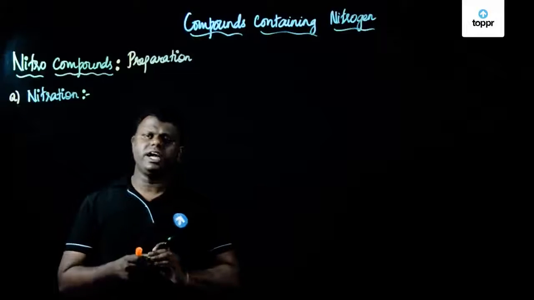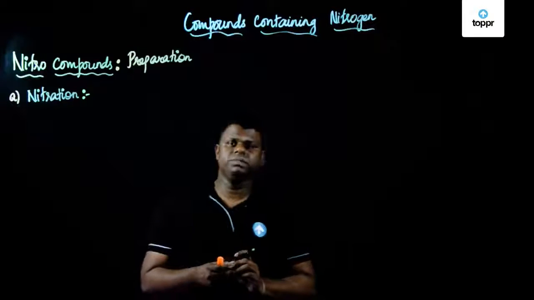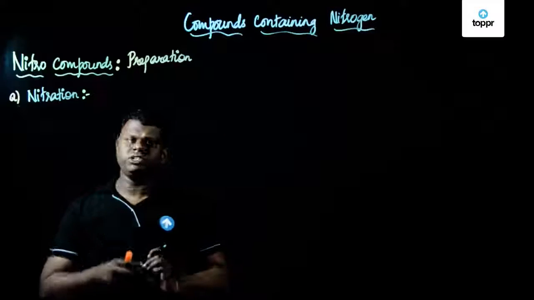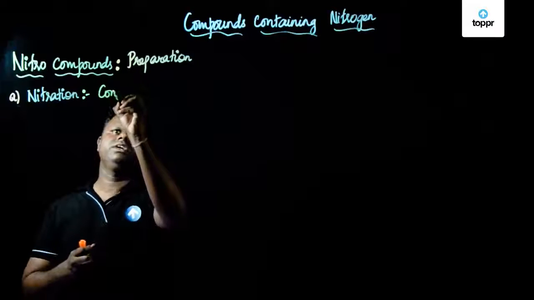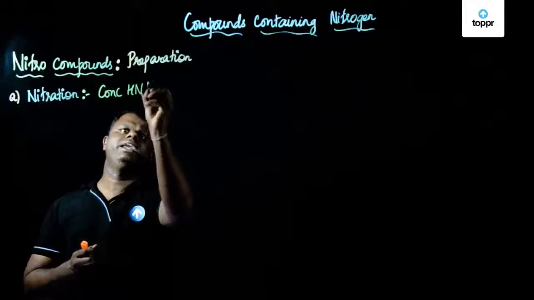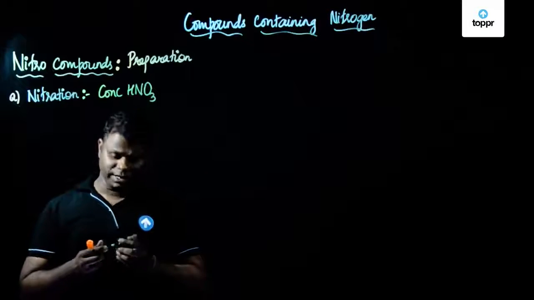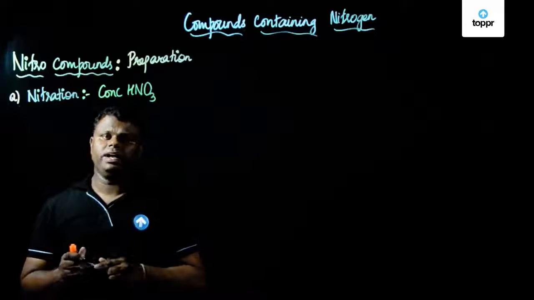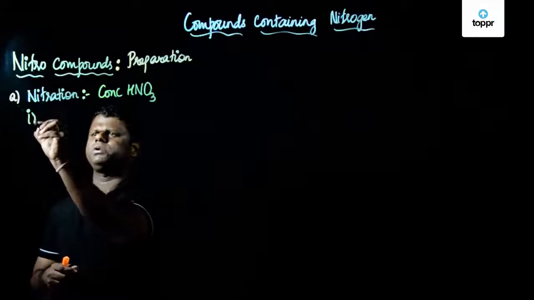Now let's understand the nitration reaction. We are going to discuss the preparation of nitroalkane. The first method of preparation is using nitration, wherein we will be using concentrated HNO3 and H2SO4, because we are going to do the nitration of alkanes which are saturated, so they are normally not reactive. Now we have two nitration processes.